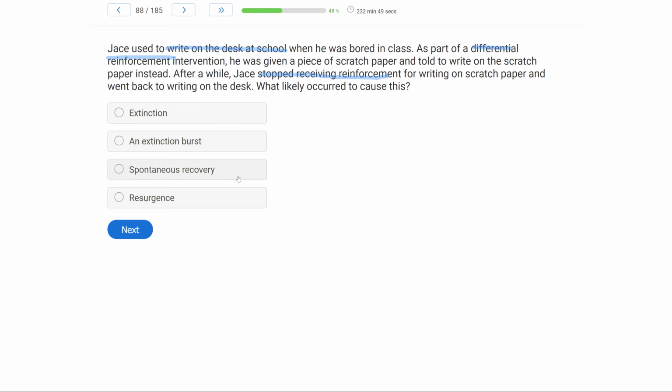So what's the difference between spontaneous recovery and resurgence? Well, with resurgence, this is the situation where we've taught this replacement behavior, and then we've stopped reinforcing the replacement behavior, causing the old behavior to resurge. So that's going to be the key. When you want to differentiate between spontaneous recovery and resurgence, is it a situation where a replacement has been taught and is no longer receiving reinforcement? If that is the case, then you're going to want to go with resurgence.